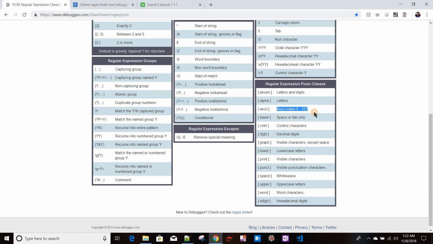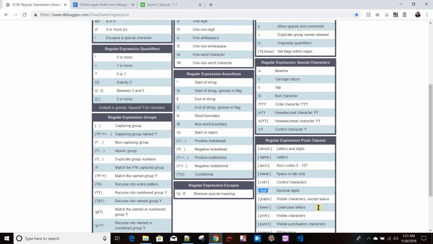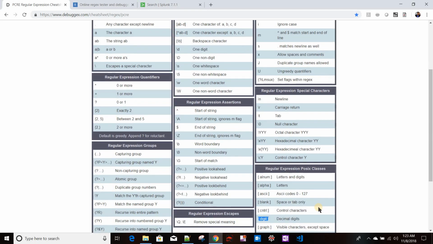Similar way, alpha only matches the letters. ASCII matches all ASCII characters. Blank matches all space and tab characters. For all control characters, you can use this one. Similarly, if you want to match only the digits, you can use this digit class. These are very self-explanatory in nature. So we have almost discussed some of the basics and some of the advanced concepts of regular expressions.